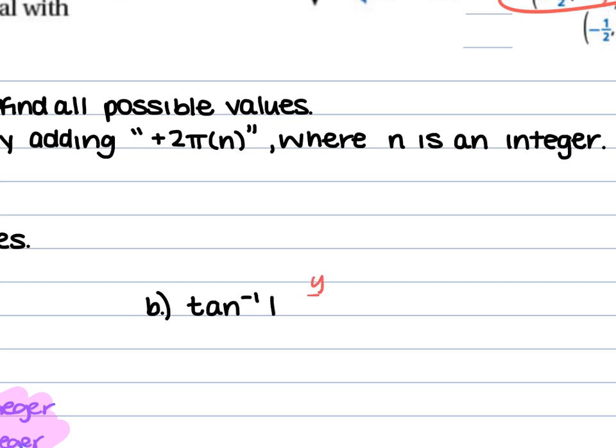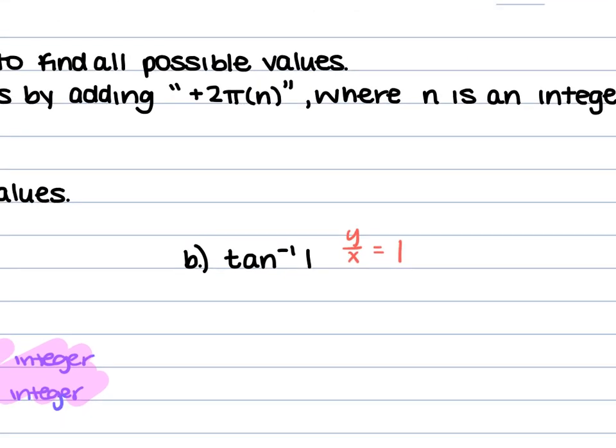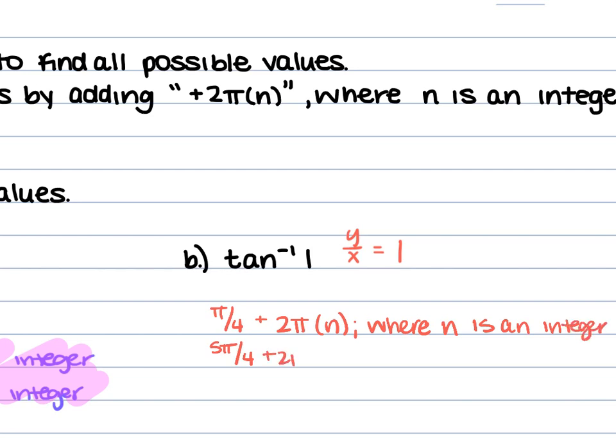So remember, tangent is y divided by x is equal to 1. So we're going to have pi over 4 as well as 5 pi over 4. And then to both of these again, we're just going to add plus 2 pi times n, where n is an integer. And then we're done.